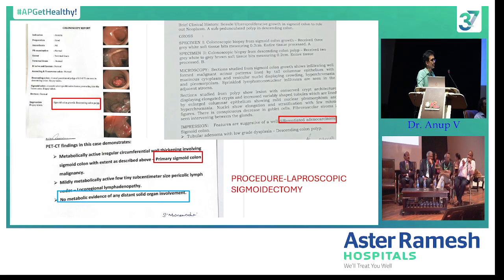So the other perspective is that this is not an obstructive growth. The scope has passed beyond. So there was no obstruction. That means it is a non-obstructive growth, number one. And you evaluated him for the anemia.